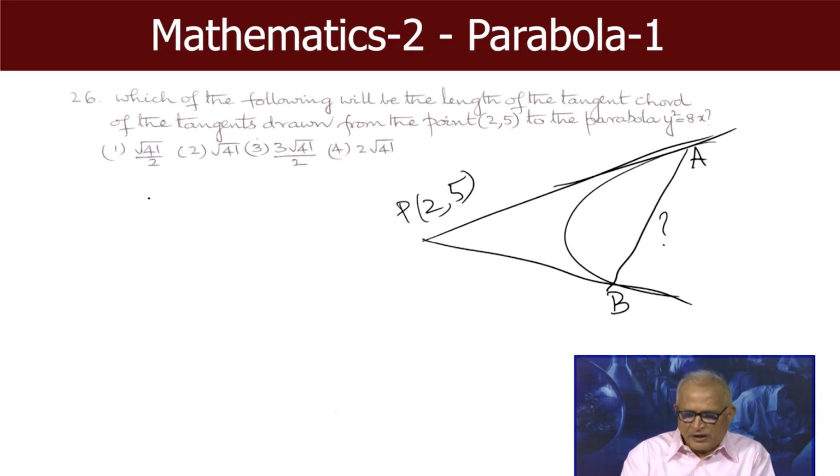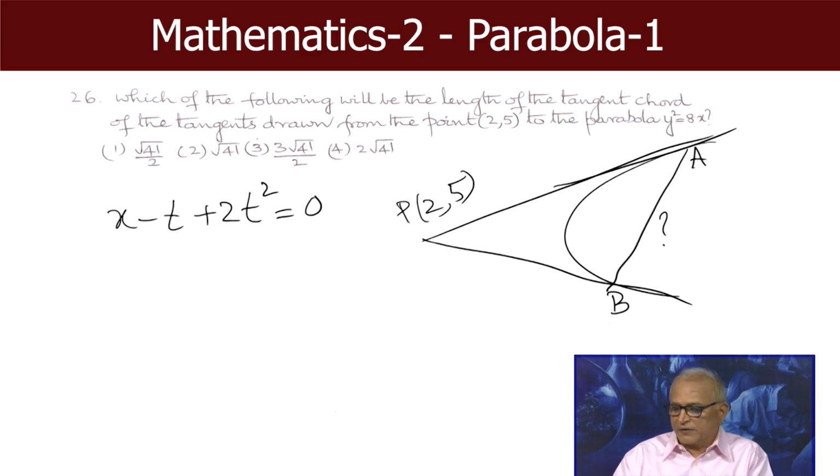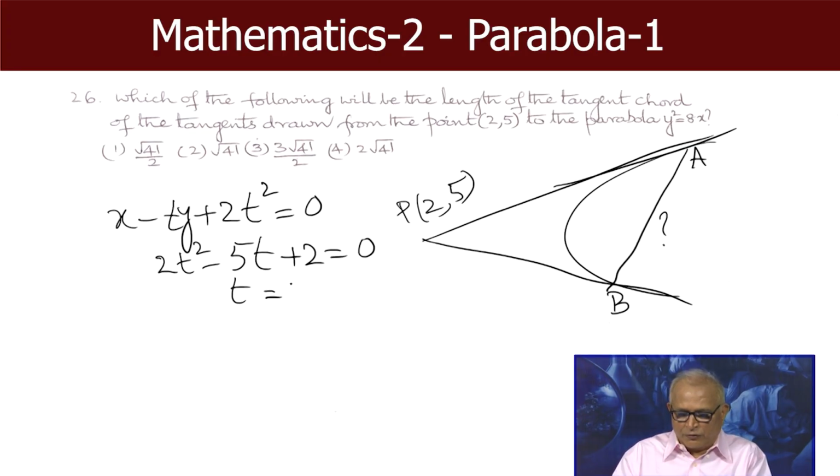Well, x minus ty plus 2t square equal to 0, a is 2 here, is the tangent to the parabola y square equal to 8x, because a is 2. Then x minus ty plus 2t square equal to 0. This passes through 2,5 if and only if 2t square minus 5t plus 2 equal to 0, t equal to 2 or 1 by 2.